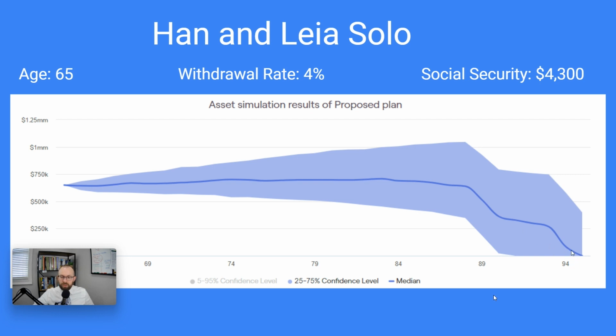So they're seeing their early 90s hit at that point. Again, same scenario, just a slightly lower withdrawal rate. You can really see that money last a good bit longer.